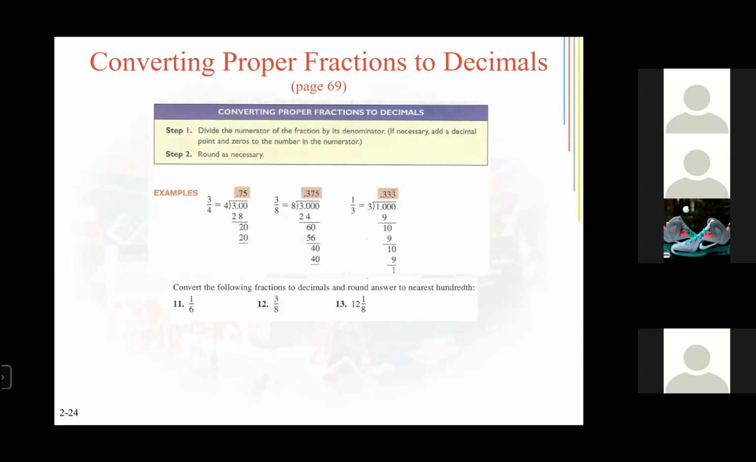Now in the questions at the bottom, they ask you to convert the following fractions to decimals, rounding to the nearest hundredth. Now, some of those fractions will continue on and on and on. So for example, if you look at 1/6, divide 1 by 6, then what do you get?